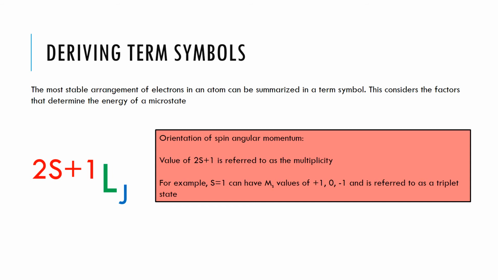Now this value of 2S plus 1 is referred to as the multiplicity. So for example, if we have an S equal to 1, then we know that that can have Ms values, the quantum number there, of +1, 0, or -1, and we would refer to that as a triplet state. So having an S value of 1 tells us something. It tells us about 3 different scenarios in which the Ms quantum number would change in each case.